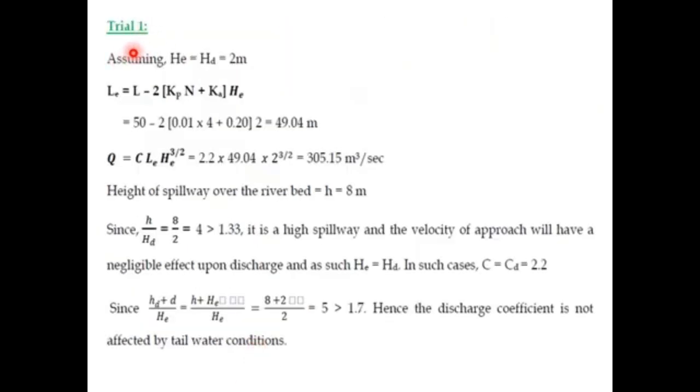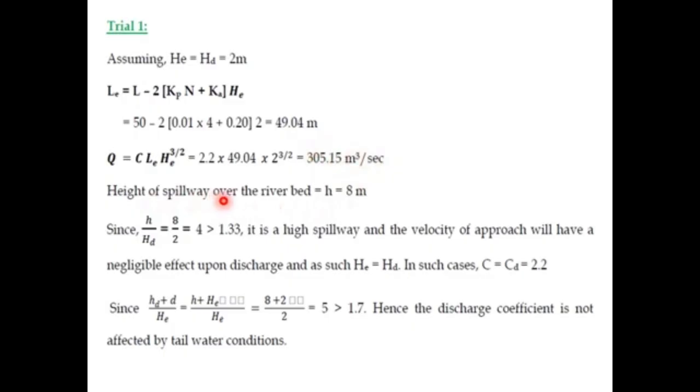Now, for the first trial, we can assume HE will be equal to HD. In the previous problem we assumed LE is equal to L. Now, because the design head is given, we can equate it to HE and hence calculate the effective length, because we know the clear crest length, Kp, N, Ka, and the 2 meters, which is HE. So the effective length is calculated. Using this effective length and 2 meters for HE, we can calculate the discharge, which comes to about 305.15 meter cube per second.